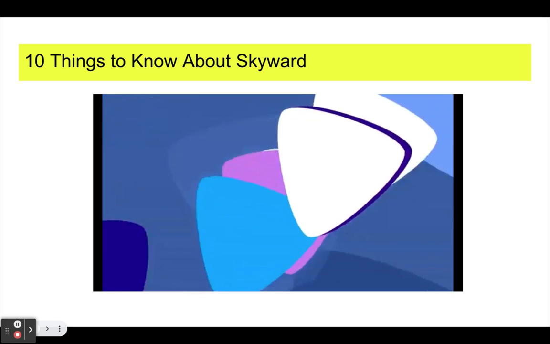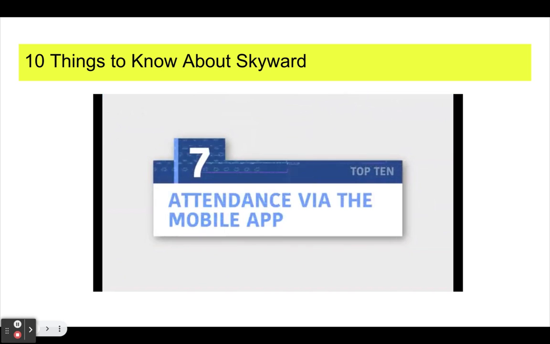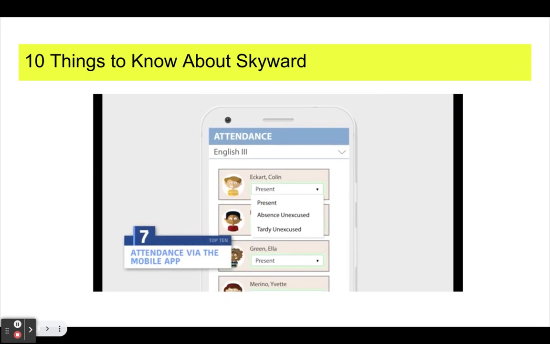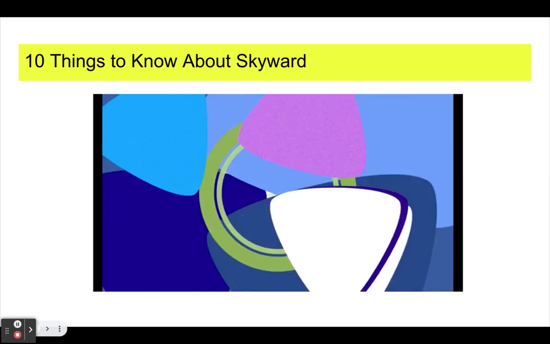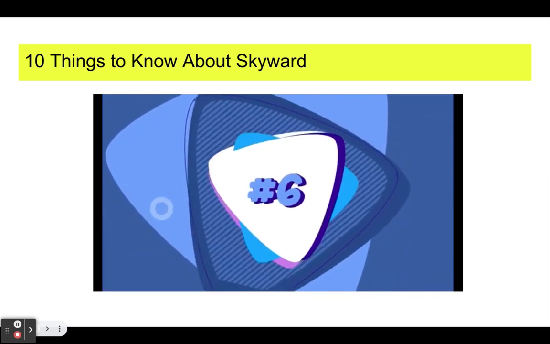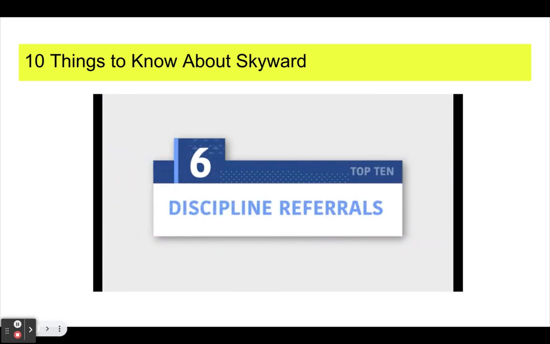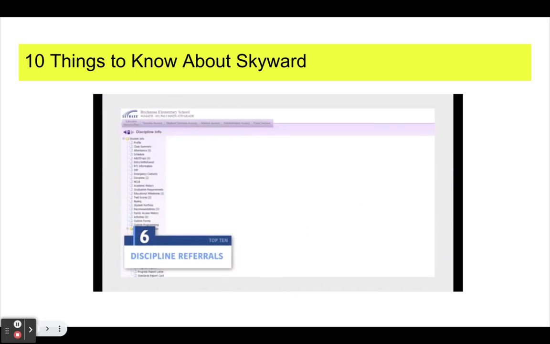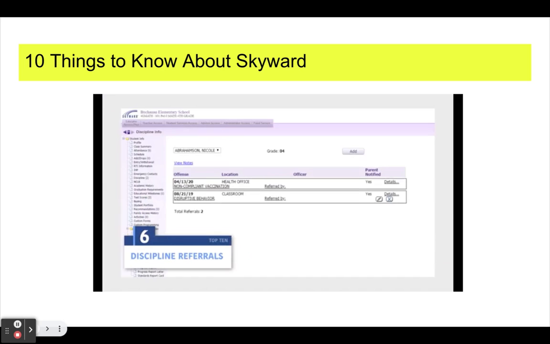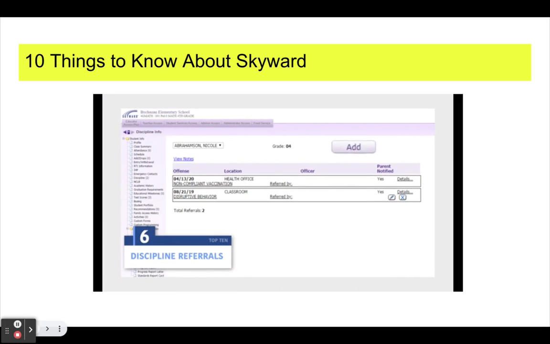Number 7, Attendance via the mobile app. Take attendance straight from your phone or tablet. Mark tardies and absences with the touch of a finger, then quickly move on to the start of your lesson plan. Number 6, Discipline referrals. Help your school keep a digital record of students' behaviors. If a student is misbehaving, you can add a discipline referral, complete with a detailed report of what happened.